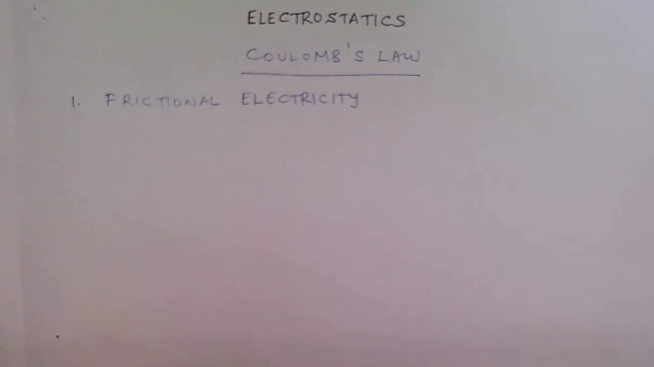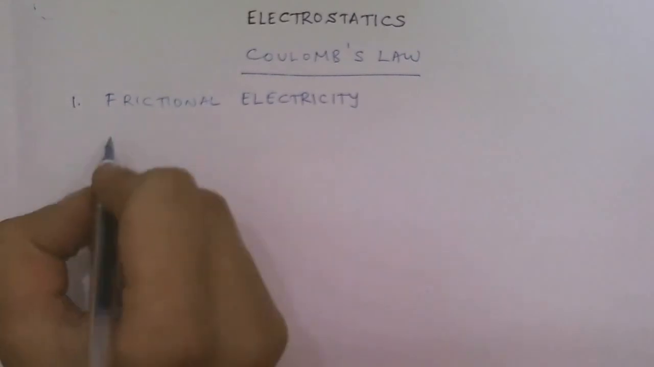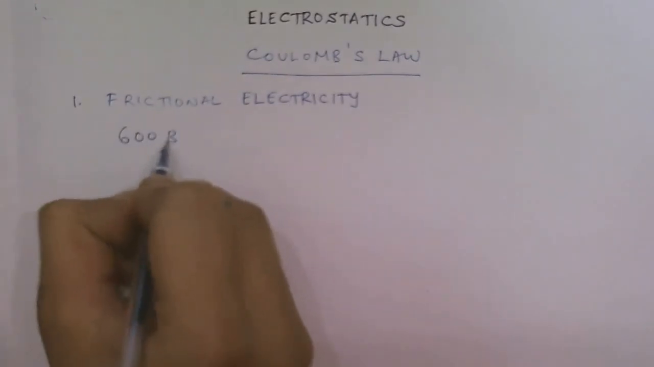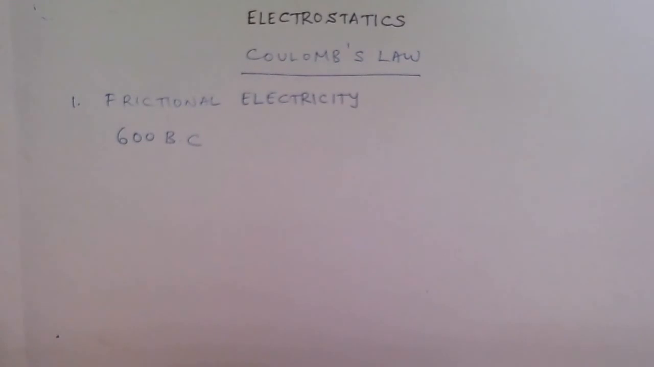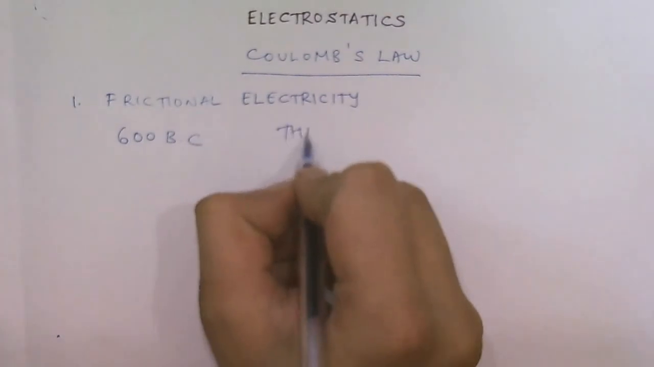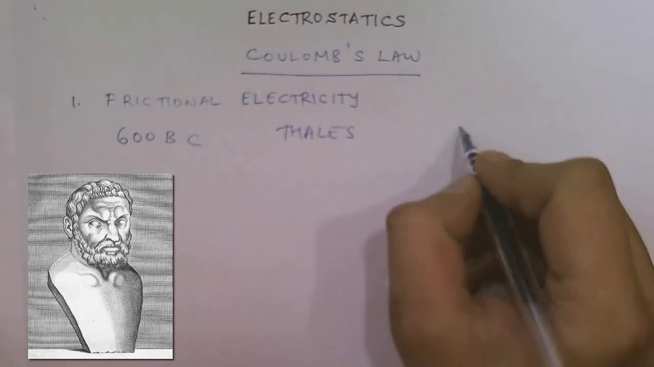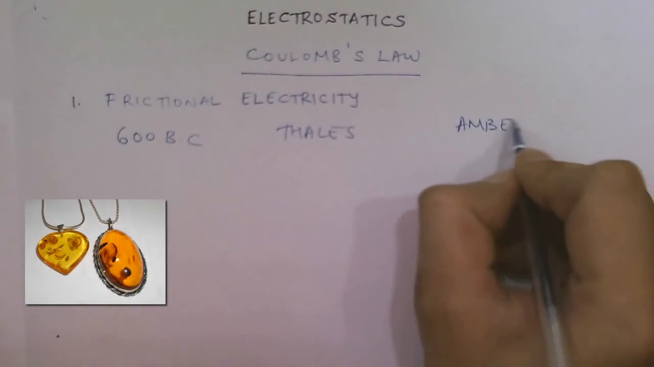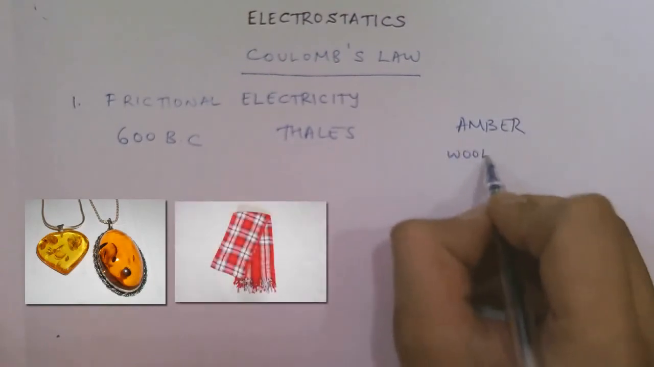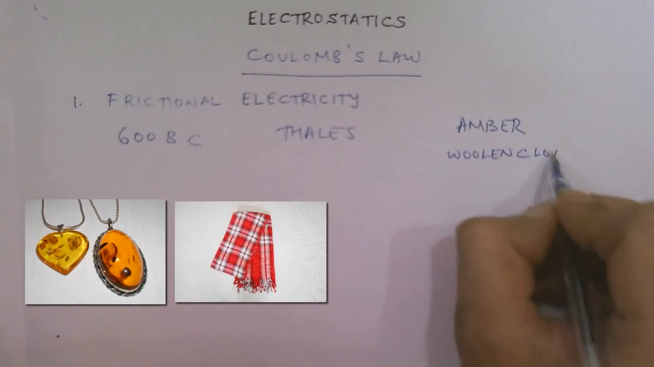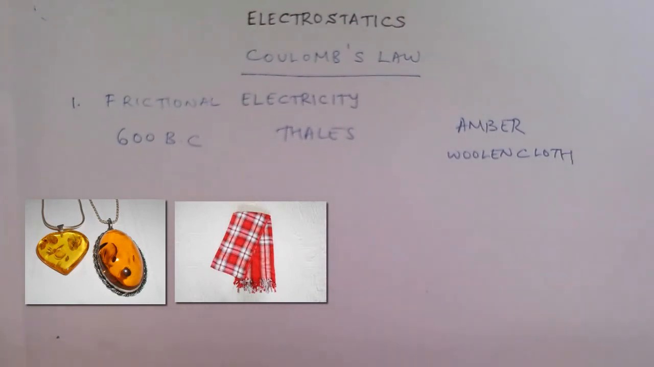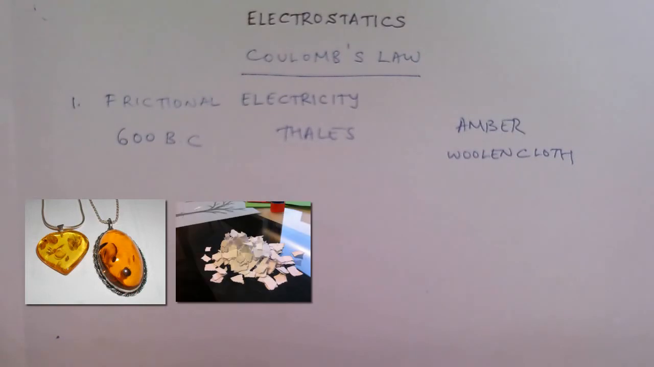A long time ago, in the year 600 BC, there was a cool Greek philosopher named Thales. Now this dude observed a very interesting phenomenon. He observed that if we rubbed amber with a woolen cloth, amber would get a property of attracting other stuff like small bits of paper.